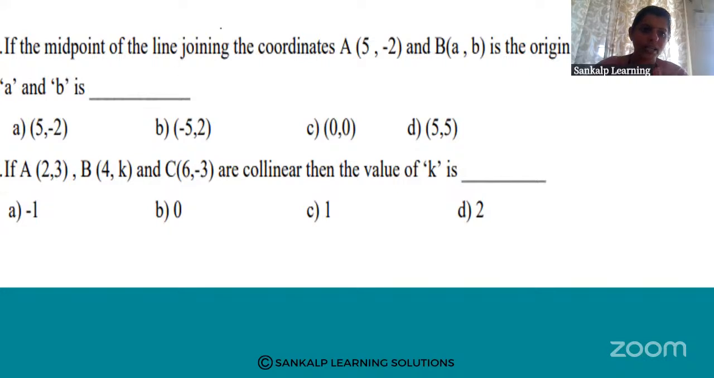Next, if the midpoint of the line joining the coordinates A(5, minus 2) and B is the origin, then the values of A and B are. So here also we need to use the midpoint of the line joining formula. Okay, so the midpoint of the line joining is (x1 plus x2 divided by 2, y1 plus y2 divided by 2), right?